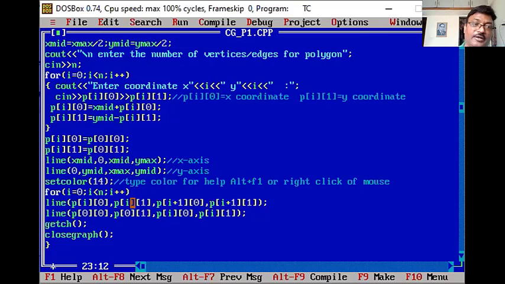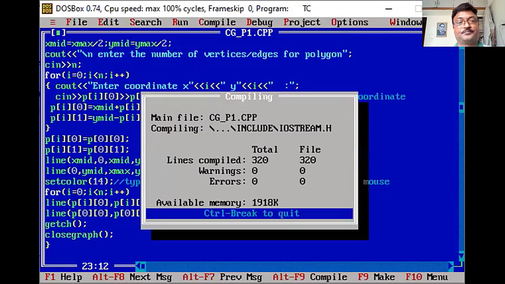You can type it as text in capital letters, I mean alphabet, or you can type the digit. So I have replaced it with the digit. Okay. Save this program. Again, you can compile it. Then you can run it.